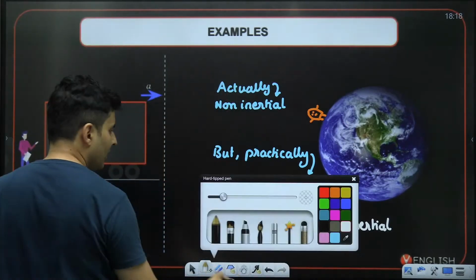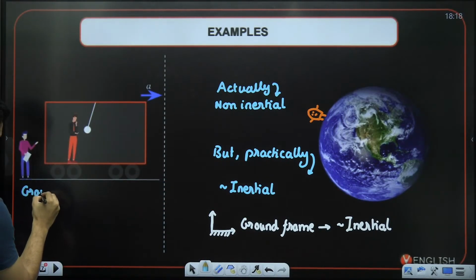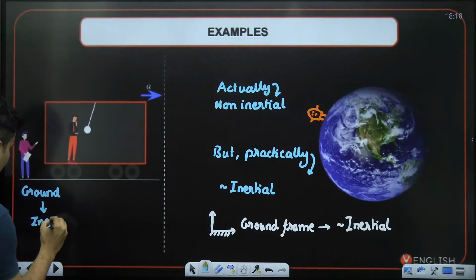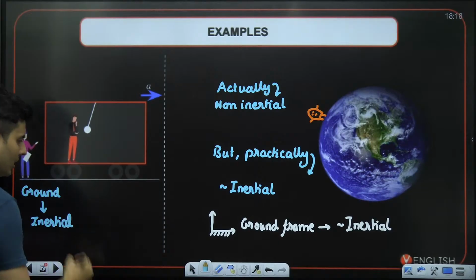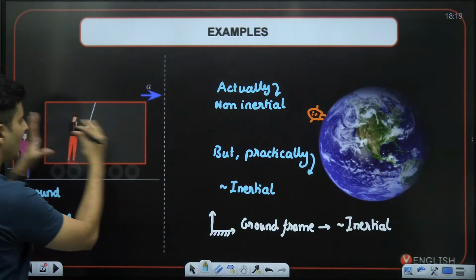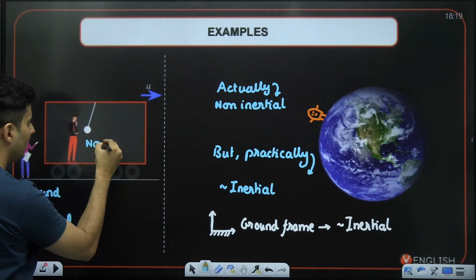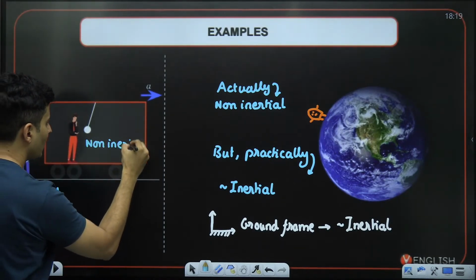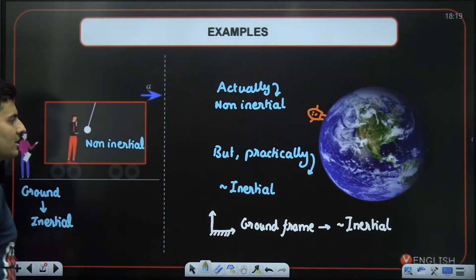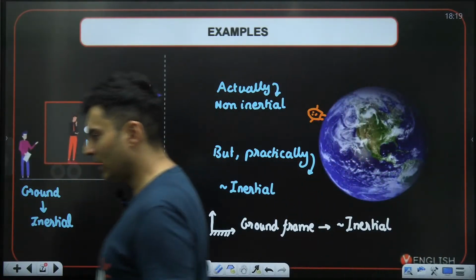This dude over here is on the Earth, on the ground frame. So this particular ground frame will definitely be inertial in nature. But if you ask me, this dude over here, he's accelerating with the trolley. So 100% non-inertial in nature. Got it, everyone? As simple as that. Very good.